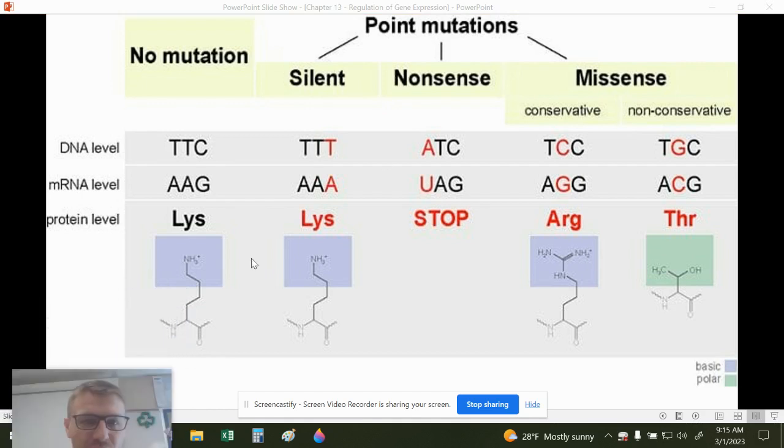So I like showing this image. This is a great way to go over all these different types. So again, no mutation, we produce lysine. A silent mutation, you get the same amino acid. Nonsense, you get that stop instead of the lysine. In the missense, you're changing the amino acid, but in a conservative, it's the same.